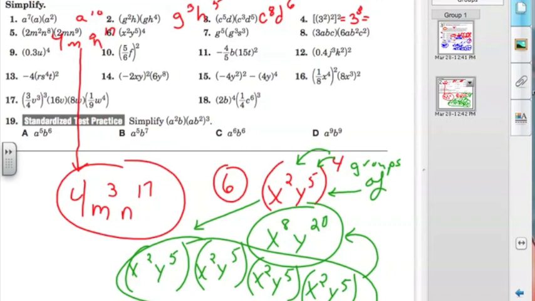Jumping down to the end, we have simplify a squared b multiplied by the quantity of ab squared to the 3rd power. All right, so using the rule that we just discussed, we have to first deal with this exponent here. So we have a to the 3rd, then I have b to the 6th, and over here in the beginning, I have 2 more a's. So that's going to give me a total of a to the 5th. And then I look at my b's. That's going to give me b to the 7th.